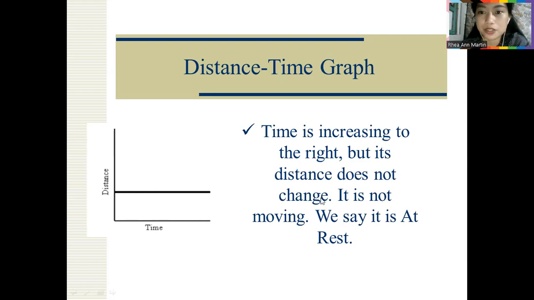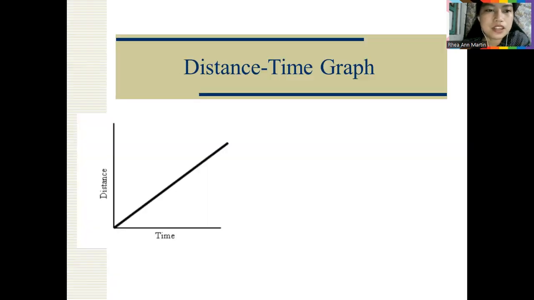This is what I'm saying. It is not moving, yes, and we say it is at rest. So in a distance-time graph, if you see a horizontal line, it means the object is not moving. So please take note of that.